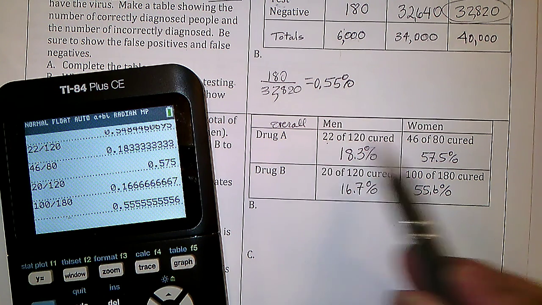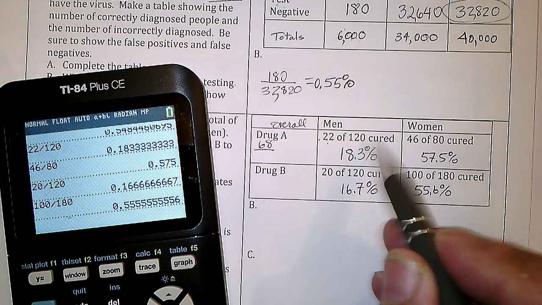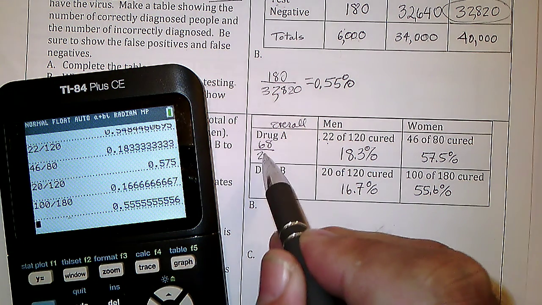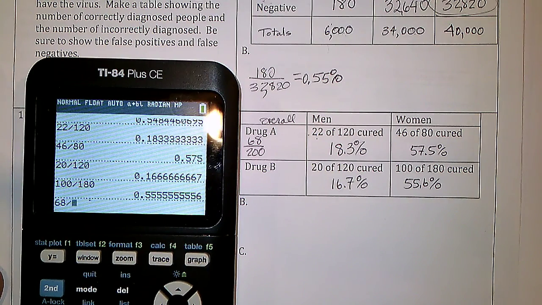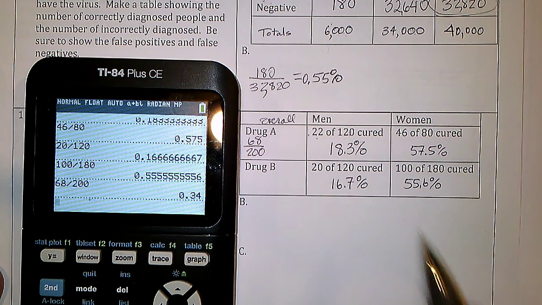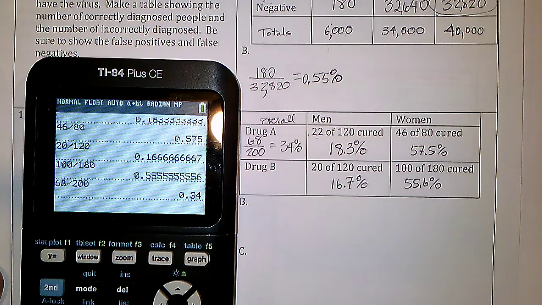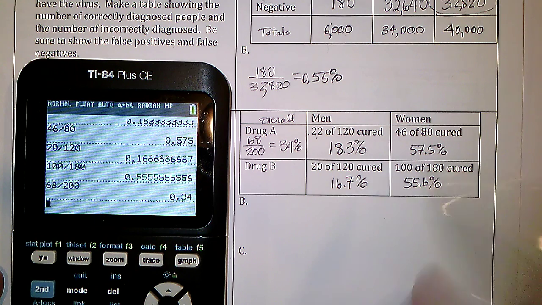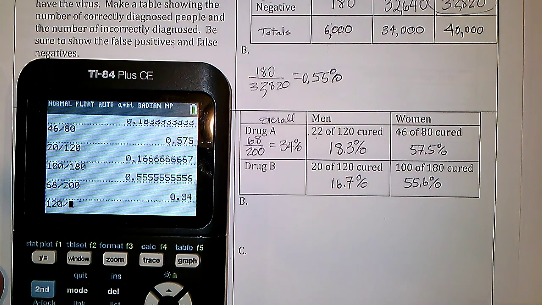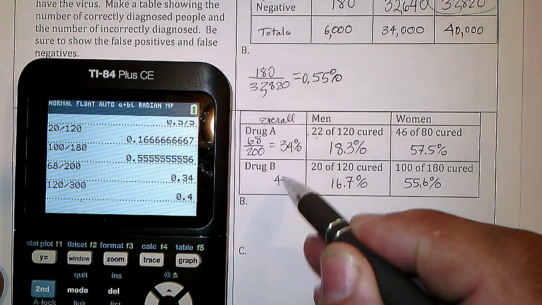And then overall. Well, that would be 22 plus 46 is 68 out of 120 plus 80 is 200. So 68 divided by 200 is 34%. For drug B, there was 20 and 100. That's 120 divided by 120 and 180 is 300, which is 40%.